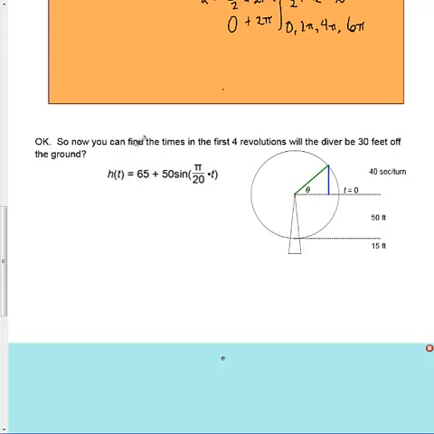So find the times in the first 4 revolutions when the diver is 30 feet off the ground. We're looking at the times when the height is going to be 30 feet off the ground.